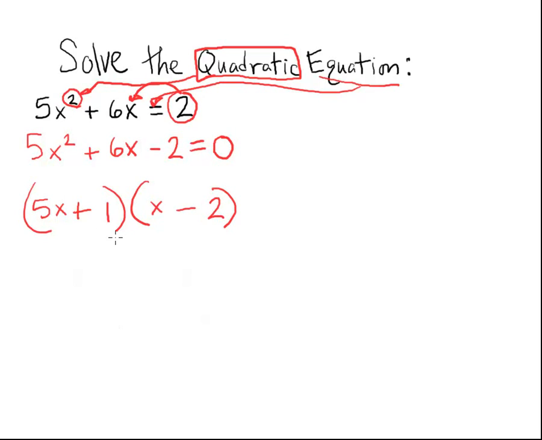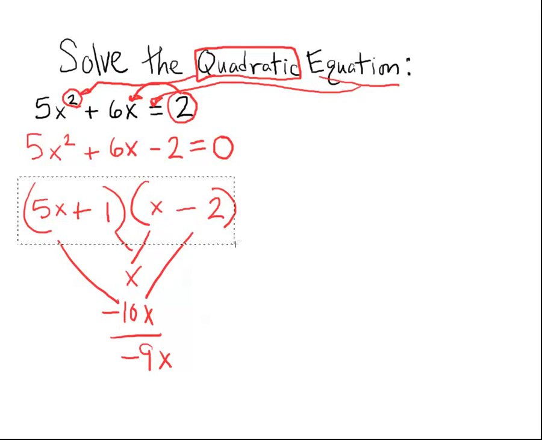I'm not going to do the whole full-out FOIL. I'm actually just going to try the inners and the outers here. So the inners, 1 times x would give me just an x, and 5x times -2 would give me a -10x, and if you add those up, you see that we would get a -9x. Man, that's not what I wanted. I wanted a +6x. So I hope you see, and I'm not going to bother doing this anymore. Look, factoring just isn't going to work. It's just not going to work at all.